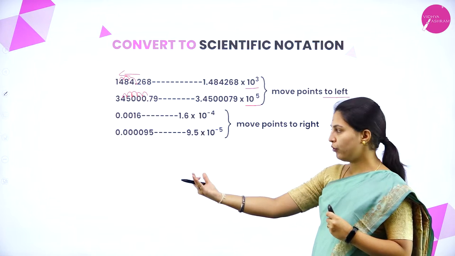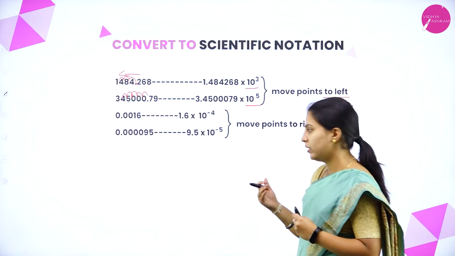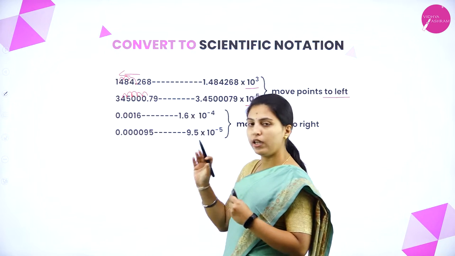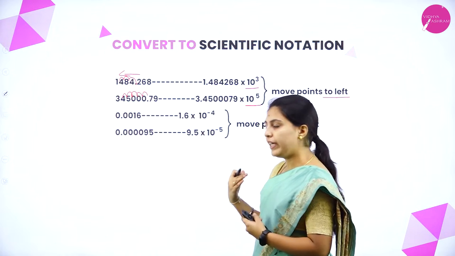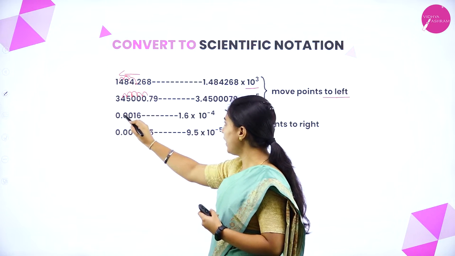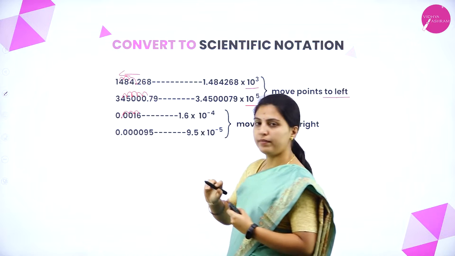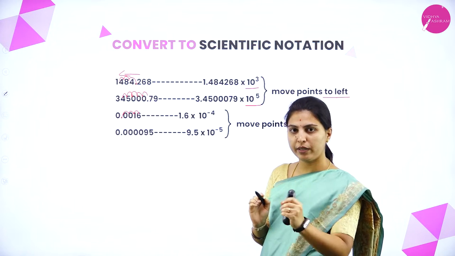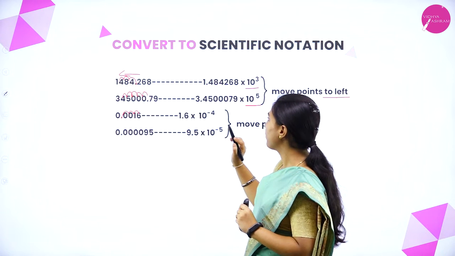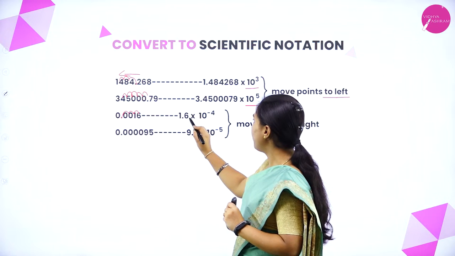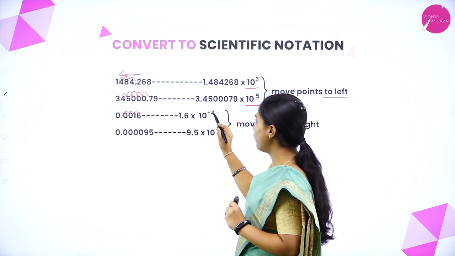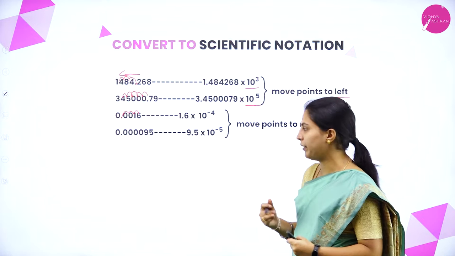When you are moving from left to right, this is a very small number, so you should convert it into the right side. That time, 1, 2, 3. After 1, you are putting a decimal. So you will get 1.6 into 10 to the power of minus 4. 4 times you are moving.